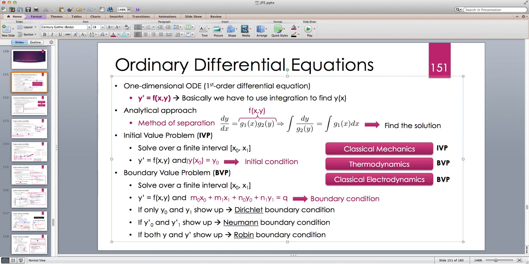There are two types of problems, right? One is the initial value problem, IVP, which tells us, okay, I have been given this equation, y prime equals f of x and y, and I also know the value of the function at some starting point. Let's call it x0. I know that y at x0 is y0. This is called the initial condition. Now I want to know the value of y of x at any given point after this x0, right?